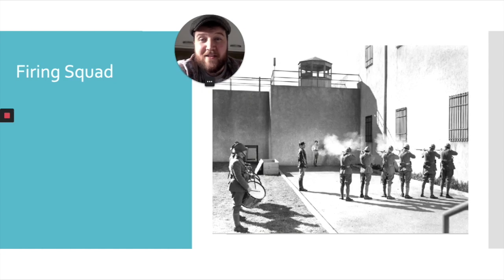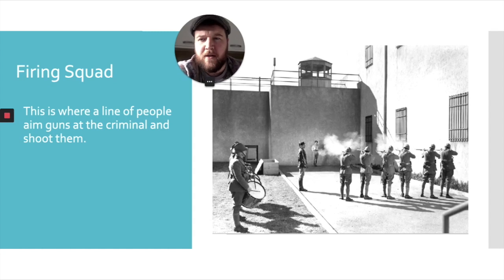This is a firing squad. We've got a photograph here in a prison, and there we've got a lot of men with guns. Okay, it's a firing squad. Again, this is something you see in old films often, especially films about the war. It's where a line of people aim guns at the criminal and shoot them. That's it. Bang. And dead. That's the idea. A blindfold's often used, the person doesn't know when it's coming. In a way, it's almost being kind to the criminal to do that, just so they aren't too scared, I suppose.